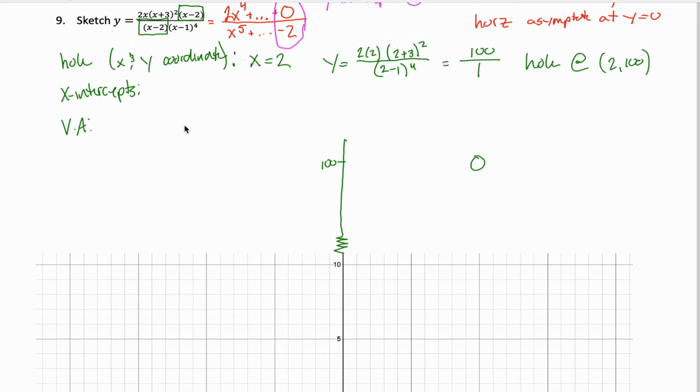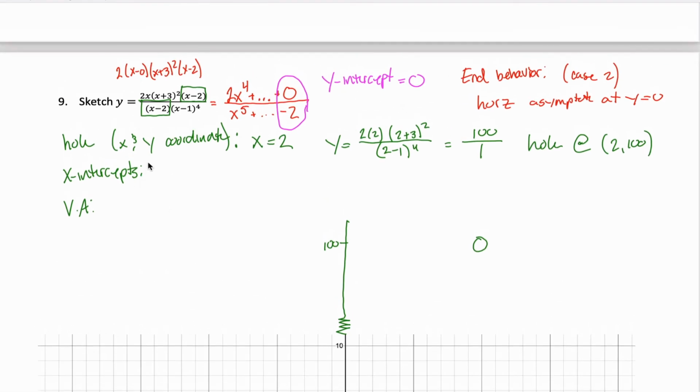What about the x-intercepts and the vertical asymptotes? The x-intercepts are the other numbers that make the top equal to 0 that aren't already holes. The numbers that make the top 0 but do not make the bottom 0. So the top would be 0 if x equaled 0, or if x equals negative 3. Maybe it's easier to see it from this form, the x minus 0 and the x plus 3 squared.